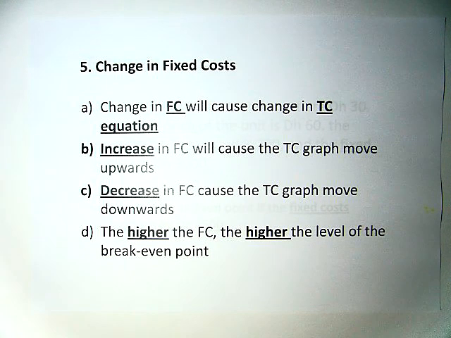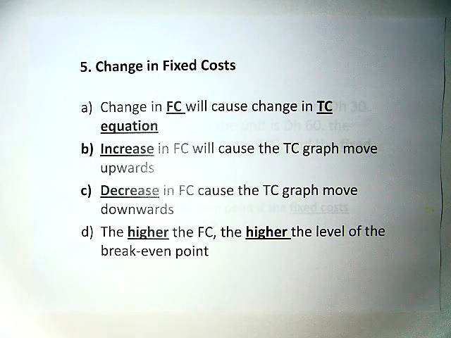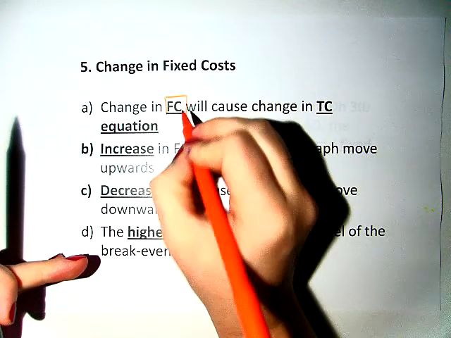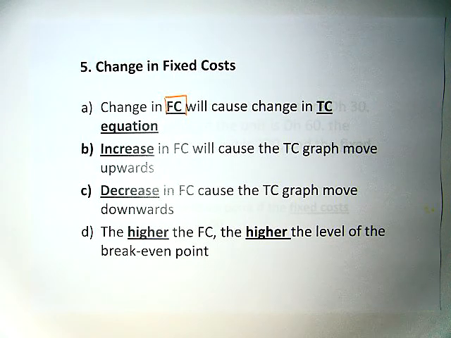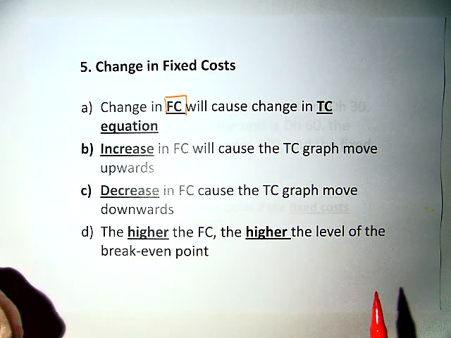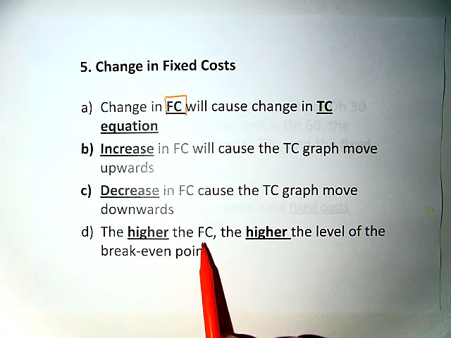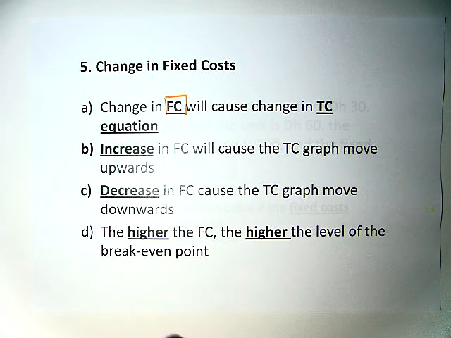Okay, so the last thing we're going to look at is what happens when the fixed costs change. Now remember, your fixed costs are your constant. That will only affect the total cost graph. So an increase in fixed costs will cause the total cost graph just to move upwards. The slope won't actually change. A decrease causes it to move downwards. Now the higher the fixed costs, the higher the level of the break-even point.